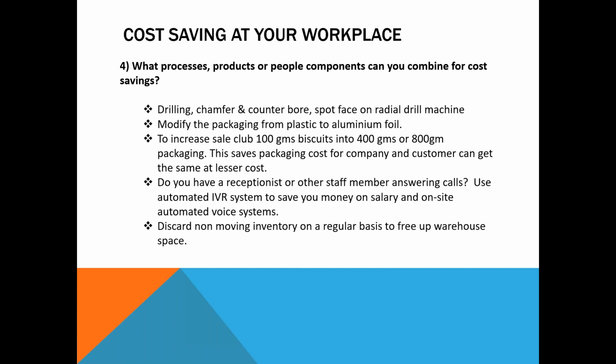A lot of transportation and movement in between the operations was saved. Modify the packaging from plastic to aluminium, or to increase the sale. Nowadays you can see 100-gram biscuits either made into 400 grams or 800 grams. So you save a lot in packaging, and that way you can decrease the cost and increase the sale. This is a practical example. You can see nowadays all biscuits or confectionery are sold in a higher volume than earlier.